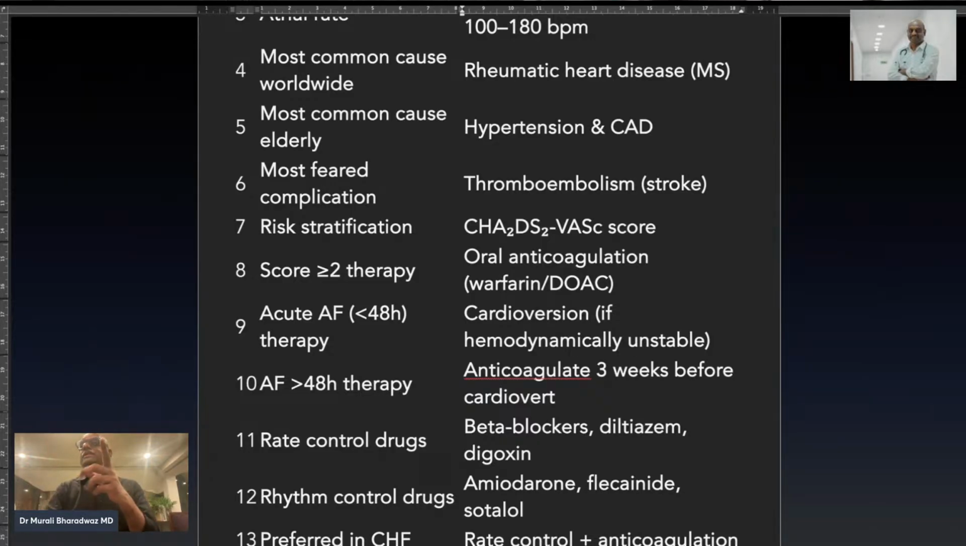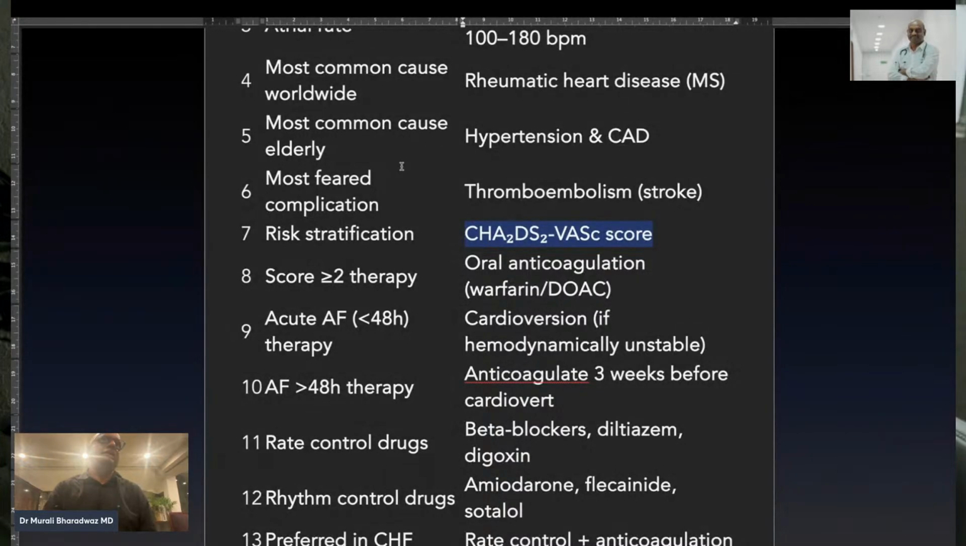So if the CHA2DS2-VASc score is more than 3, you need to start immediately an oral anticoagulant like rivaroxaban, strongly recommended. Day in and day out this is the treatment. Direct acting oral anticoagulants: rivaroxaban, apixaban, etc.